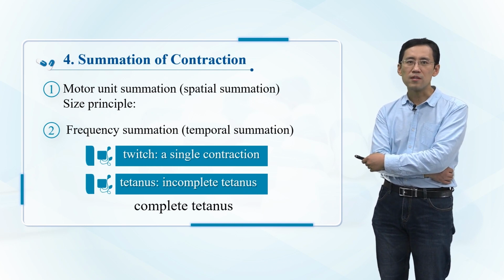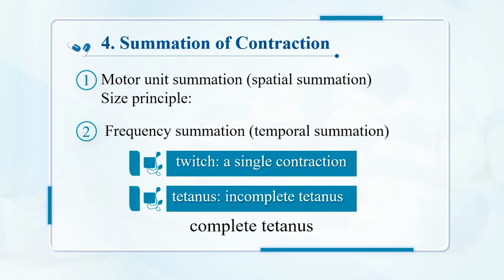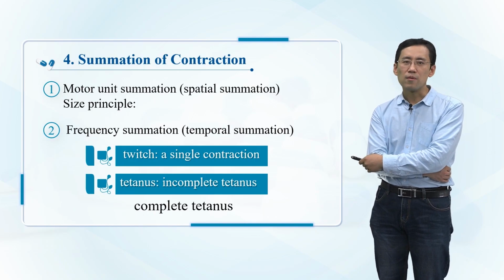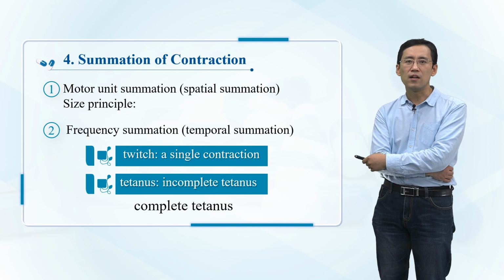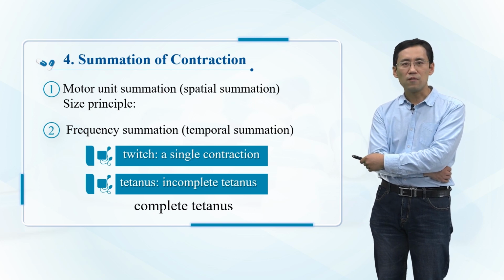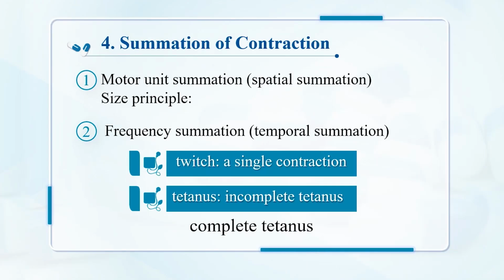The motor unit summation has spatial summation, with its size principle, and frequency summation, which is temporal summation. There are two kinds of contraction: a twitch, a single contraction, and tetanus. It's incomplete tetanus and complete tetanus. Let's see the difference in the picture.